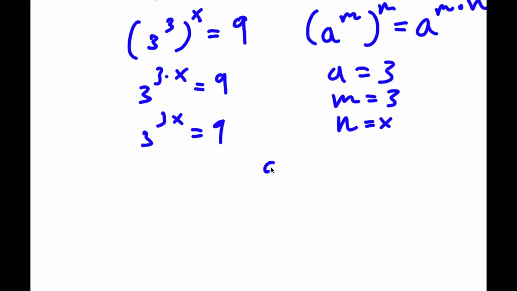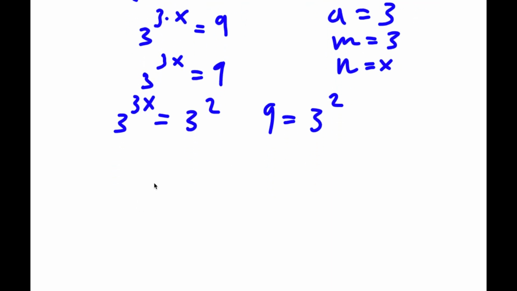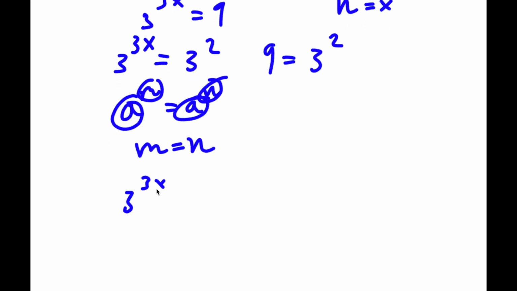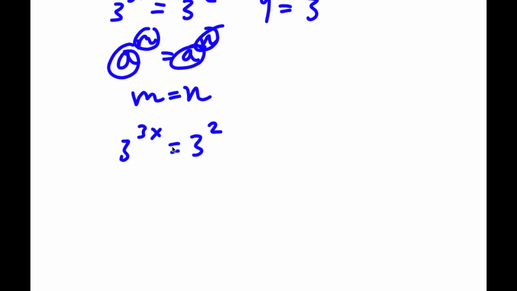Now 9 here is the same thing as 3 squared. So I have 3 to the power of 3x is equal to 3 squared. And now another property of exponents is that if I have something in the form a to the power of m is equal to a to the power of n, then this means that m is equal to n. Because if the bases are the same, then this means the exponents are the same as well. So for 3 to the power of 3x is equal to 3 to the power of 2, this means that the exponents 3x and 2 are the same.